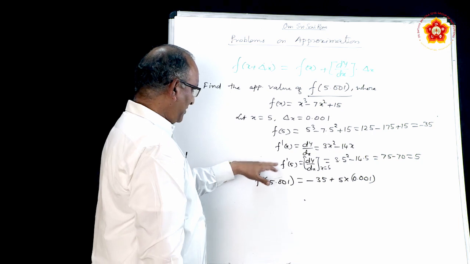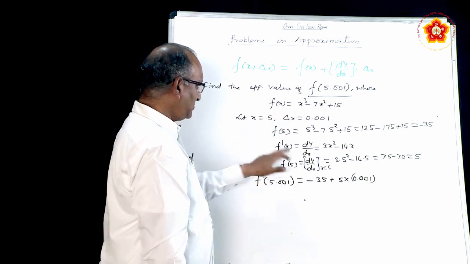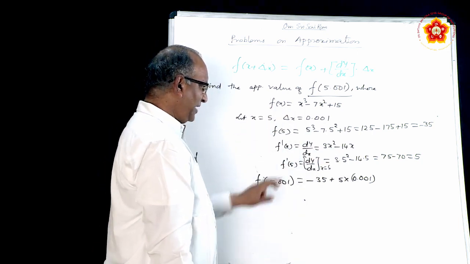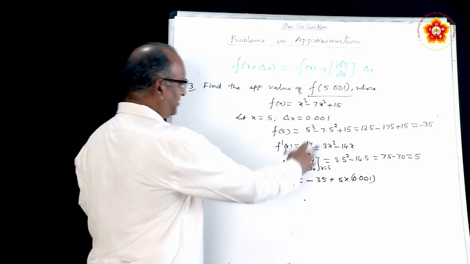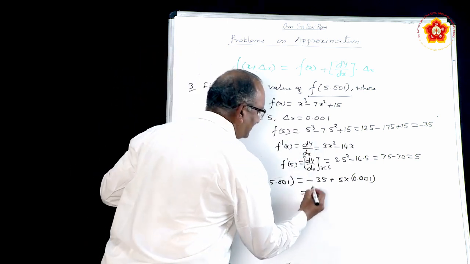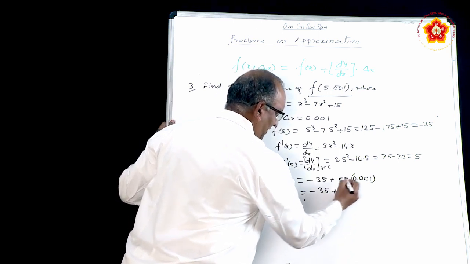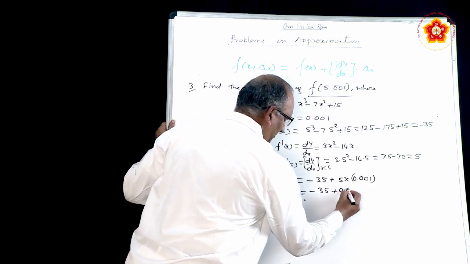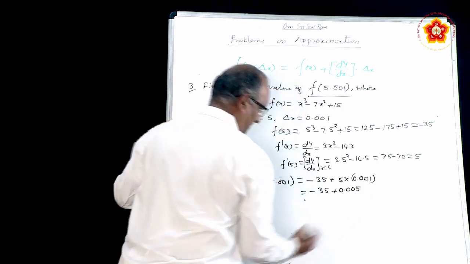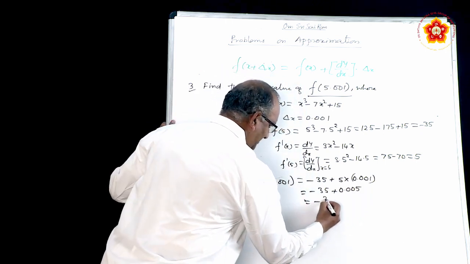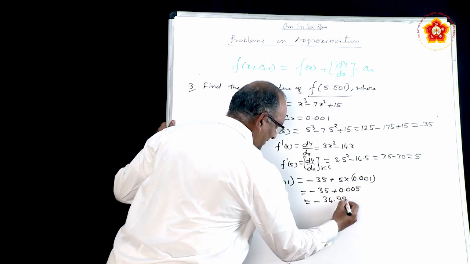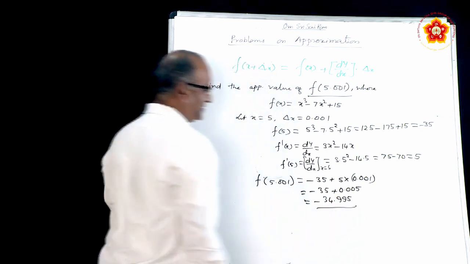Then f dash x we have found out by derivative, and we also found out its value, substituted the value, simplified, and you get the answer. So, what is the answer? Minus 35 plus f dash x multiplied with 0.001, it will become 0.005. So, it is minus 34.995 is the answer.